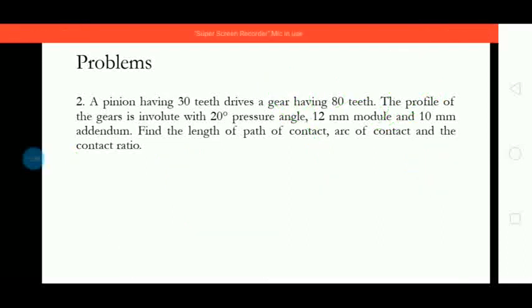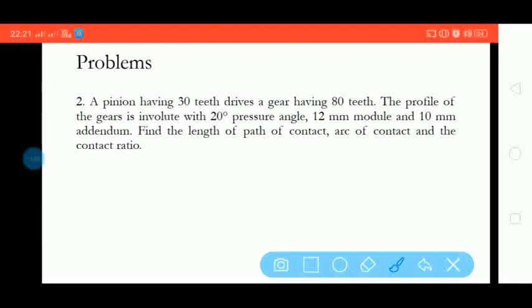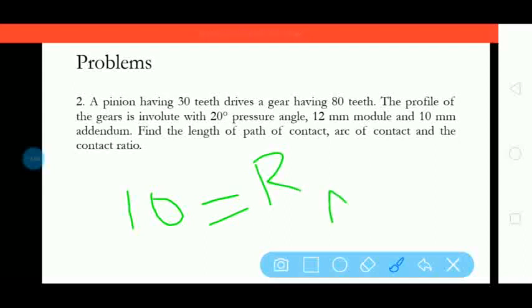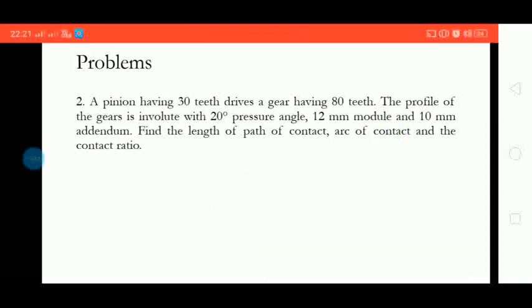Then addendum equal to 10 mm. Addendum is RA minus R, or small ra minus small r. What you have to find? Length of path of contact, arc of contact and contact ratio. Those three equations you have to use.